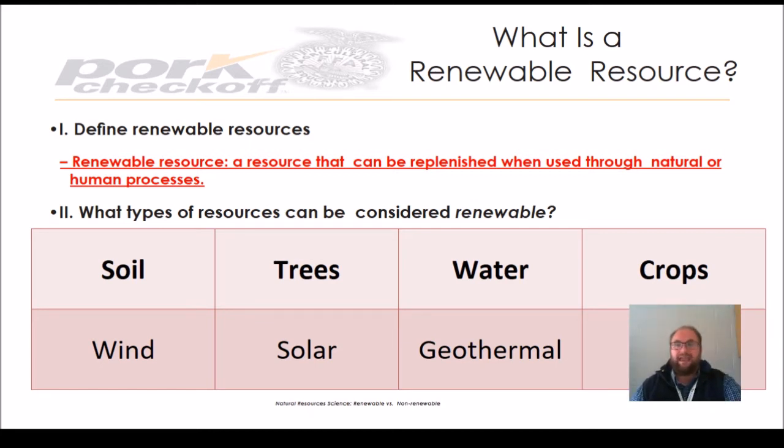So we'll always have soil. We can always make more trees. We can make water usable. Even if it's dirty, we can process it and purify it. We can always plant more crops if we have good soil conditions. The wind is always going to blow as long as we have an atmosphere. Solar energy is always going to be around for us because we are constantly hit with solar energy.